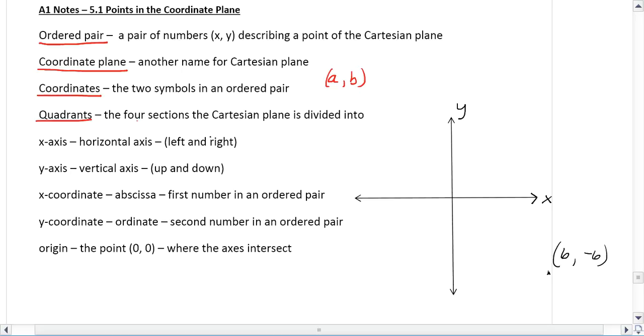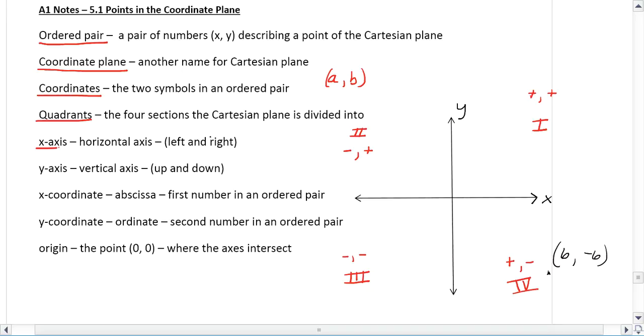Quadrants. You need to know the four sections that the plane is divided into. The quadrant where x is positive and y is positive, we call quadrant 1, represented by Roman numeral 1. Quadrant 2 over here is where x is negative but y is positive. Coming around down here, this is quadrant 3, where both x and y are negative. And here in quadrant 4, x is positive and y is negative. So a good test question would be, in what quadrant are both x and y negative? And you'd have to say quadrant 3.